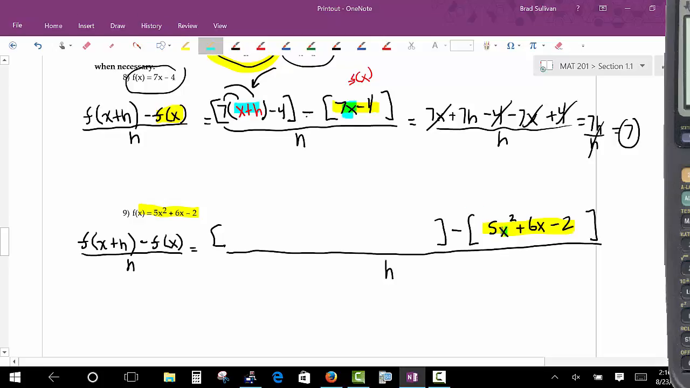Exactly. The x's are going to change into x plus h. So when you go to this one, write everything the same. Write 5 times something squared plus 6 times something minus 2. And then what you want to do there is put in x plus h. Okay, that's what's different. So I think that should help students.